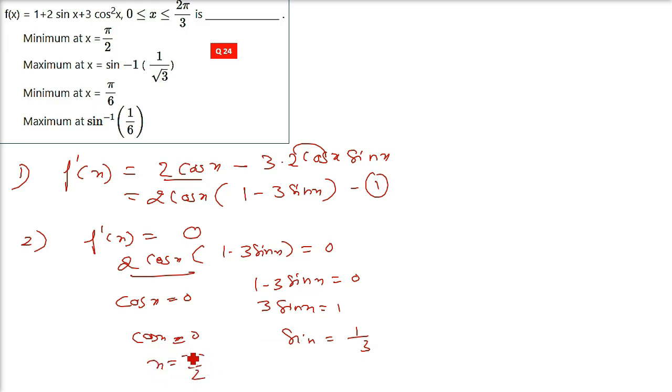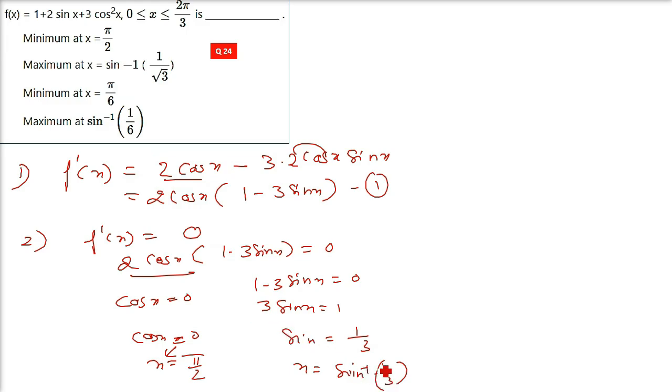Now we have the first option in this MCQ which is saying minimum at x equals to pi by 2. So you will be tempted to just check it. But this sin x equals to 1 by 3, which is x equals to sin inverse 1 by 3, also needs to be checked. How are we going to check it? Simply we have to double differentiate. Once you double differentiate, then you have to put these values x equals to pi by 2 and x equals to sin inverse 1 by 3 and see whether you are getting the minimum or maximum. I hope you got the idea.